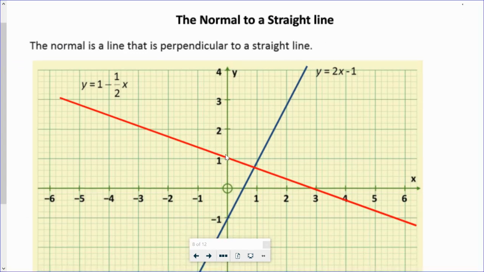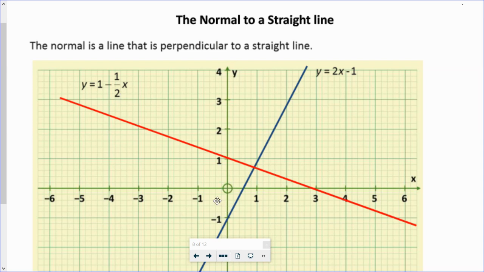So the normal to a straight line is a line that's perpendicular to a straight line. So if the blue line is the line that I care about, then the red line is normal to the blue line. There's 90 degrees between those two lines. And we know from grade 9 math that if the slope of the blue line is 2, then the slope of a perpendicular line is the negative reciprocal, or negative 1/2.